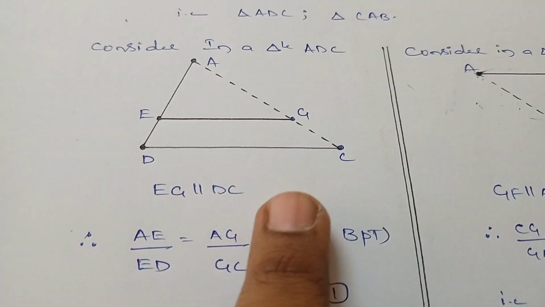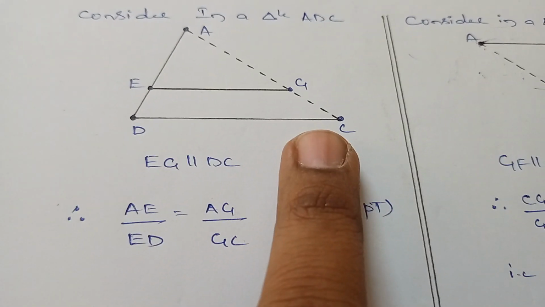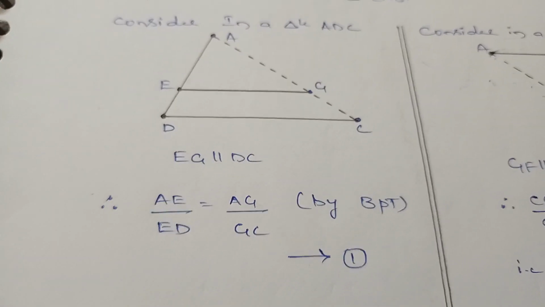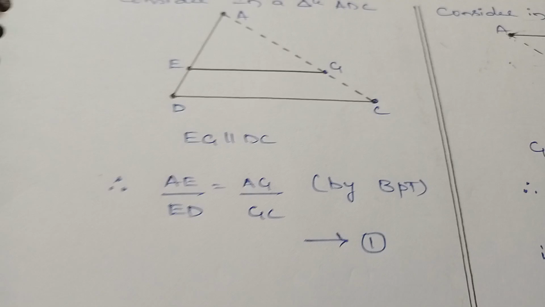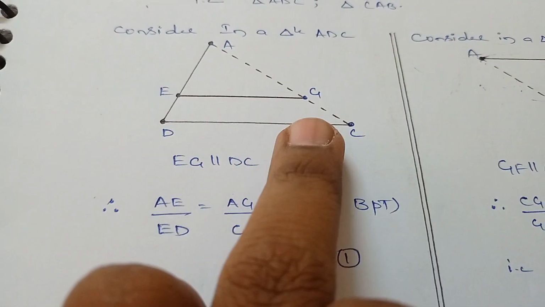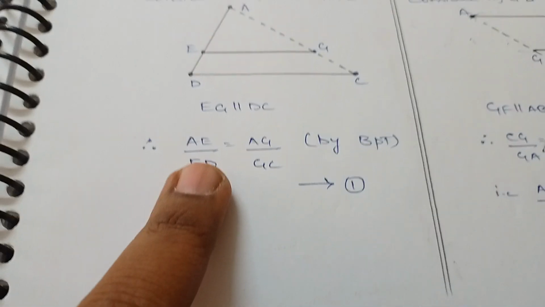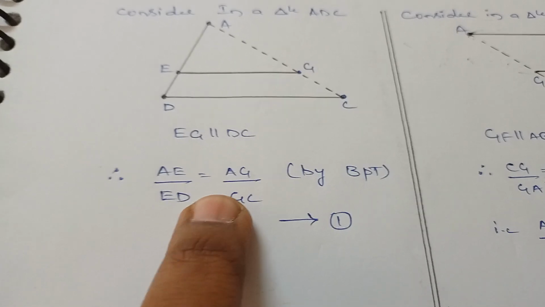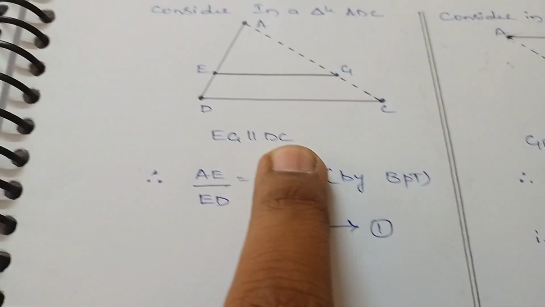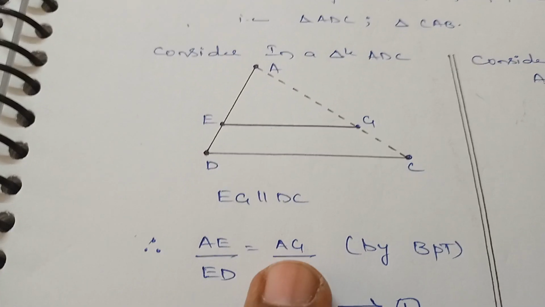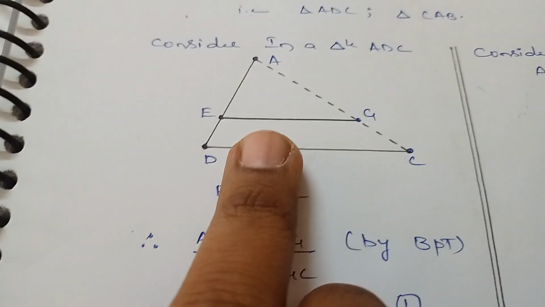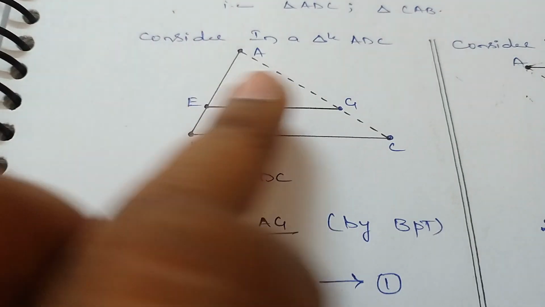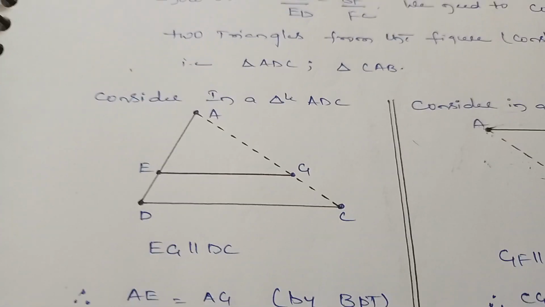So in triangle ADC, EG is parallel to DC, guys. If a line is parallel to the third side, then it divides the other two sides in the same ratio, as per the BPT statement, right? So AE by ED equal to AG by GC. Why did we get this statement? Because EG is parallel to DC. According to the Basic Proportionality Theorem, it states that if a line is parallel to the third side, then it divides the other two sides in the same ratio. This is equation 1, of triangle ADC.